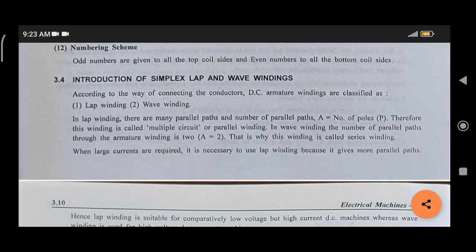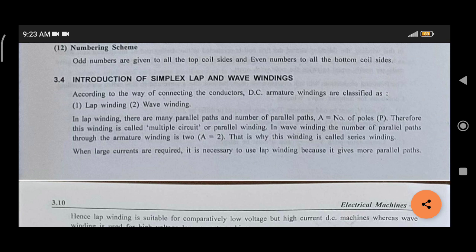Hello students. In this lecture, we are going to see the simplex lap and wave windings. So what is a lap winding and a wave winding? These are the types of DC machine winding. In lap winding, there are many parallel paths, and the number of parallel paths is equal to the number of poles. Now, what is this parallel path?